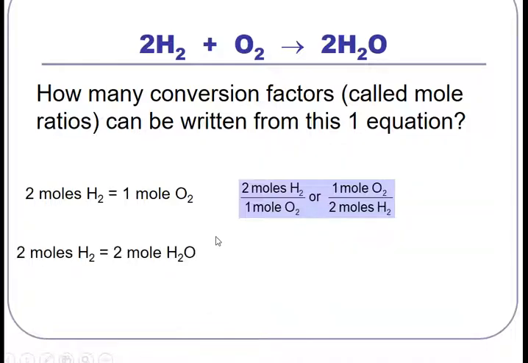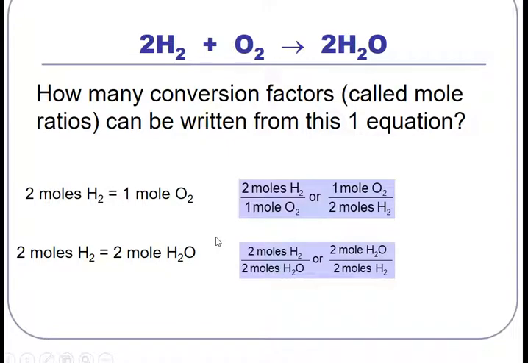For the next one, same idea. 2 moles of H2 over 2 moles of H2O, or I can write it as the inverse, 2 moles of H2O over 2 moles of H2. Now, if you want to reduce these 2's, you can, but not until you're doing the work for dimensional analysis. Leave the mole ratio the way that it's supposed to be until you are doing the actual math of the problem at the very end.